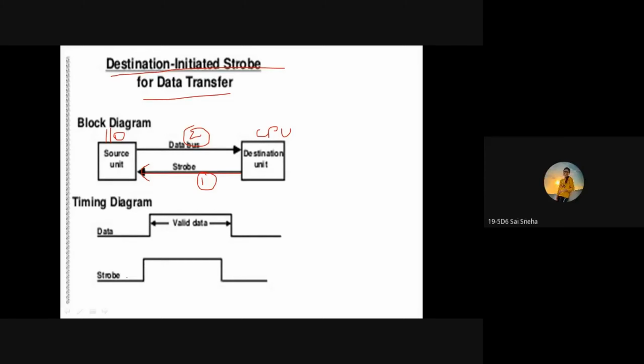The strobe has to be activated first. So here the strobe has activated. After activating, after some time period, the data has been activated. This time period is the time taken to receive the signal.